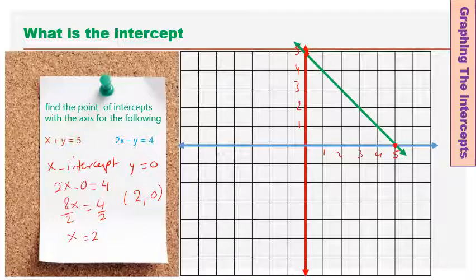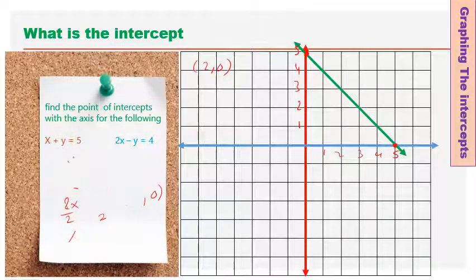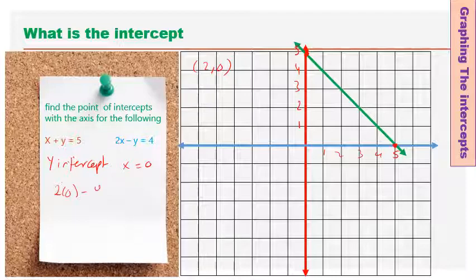So 2 and 0 is my first point. I'm going to erase the board to find the y-intercept. Now if I want to find the y-intercept, my x is 0. So 2 multiplied by 0 minus y is equal to 4. So this is 0. Then negative y is equal to 4, then y is equal to negative 4. And your second point, your x is 0 and your y is negative 4.